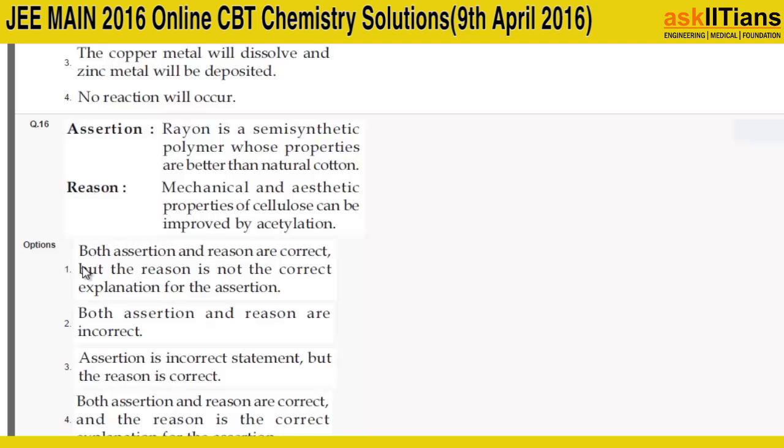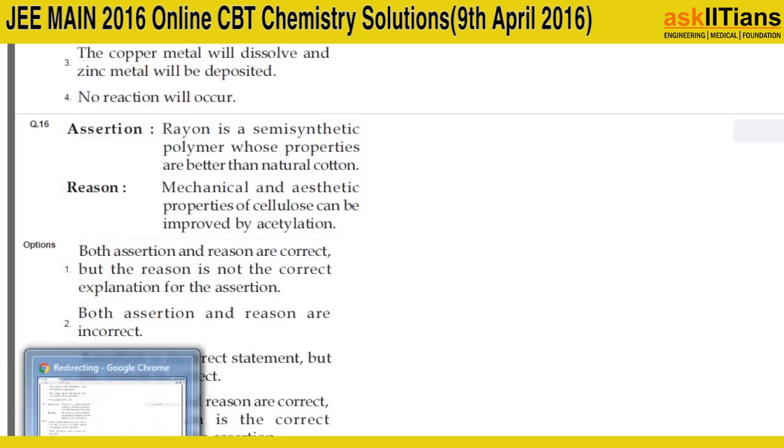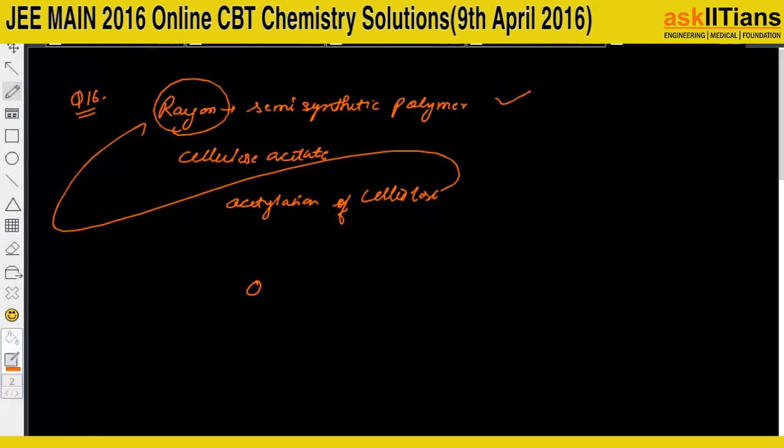So the first statement was rayon is a semi-synthetic polymer whose properties are better. And second is mechanical and aesthetic properties of cellulose can be improved by acetylation. Since we can say both the statements are correct and the second is the correct reason for the first one, so we'll say option number 4 is the correct option for this particular question.